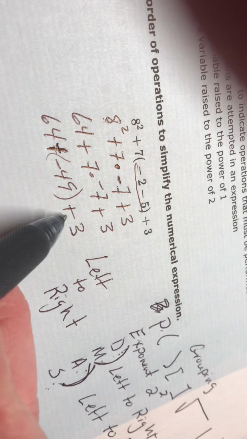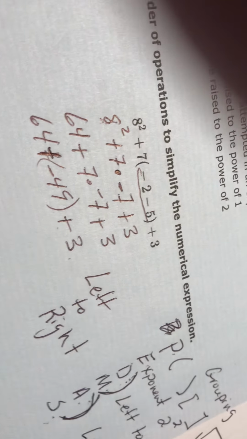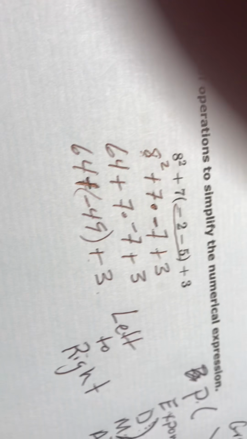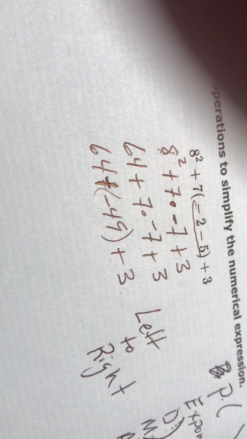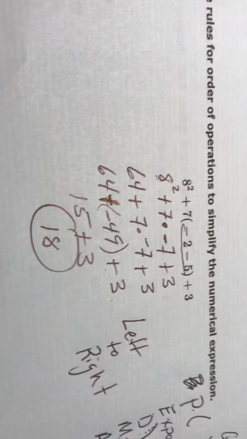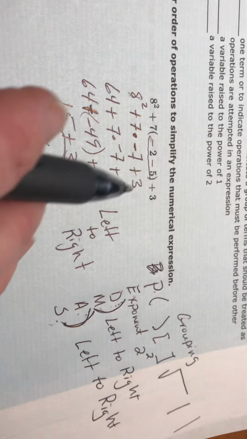All right, all that's left is adding. So we go left to right. I'm going to cheat to make sure I don't make a mistake. 64 plus -49 is 15, left to right. Then 15 plus 3 is 18. Okay, that's your order of operations, with my finger on the whole picture the whole time. Left to right, if you will do that.